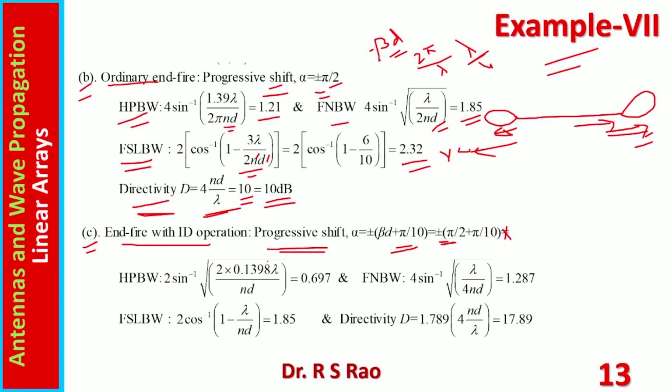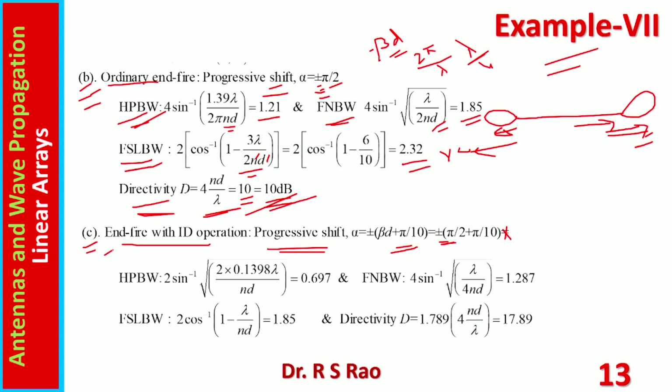But notice whether we go for plus sign or minus sign, beam widths do not change. In B also, whether you go for plus sign or minus sign for alpha, half power beam width remains the same. First side lobe beam width remains the same. First null beam width remains the same. Directivity remains the same. So backfire operation and end fire operation both give the same performance except for the directions of maximum radiation being opposite to each other.